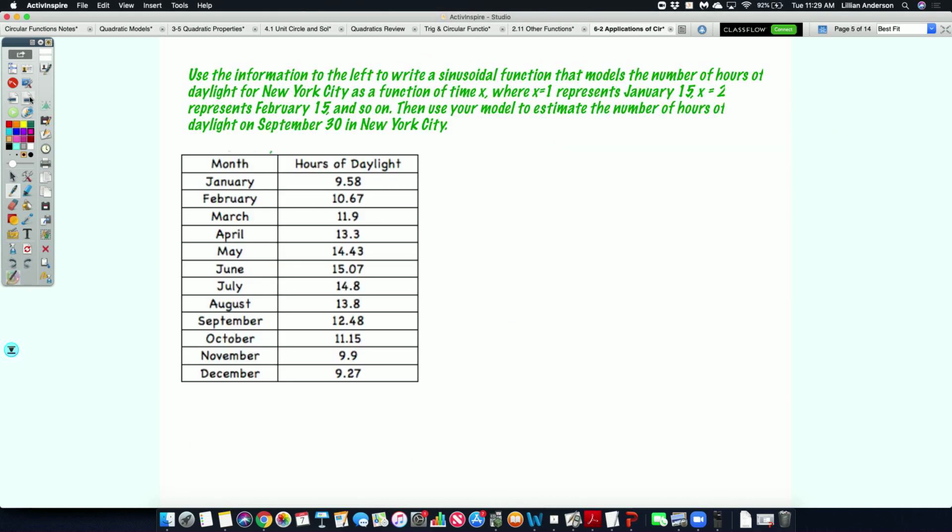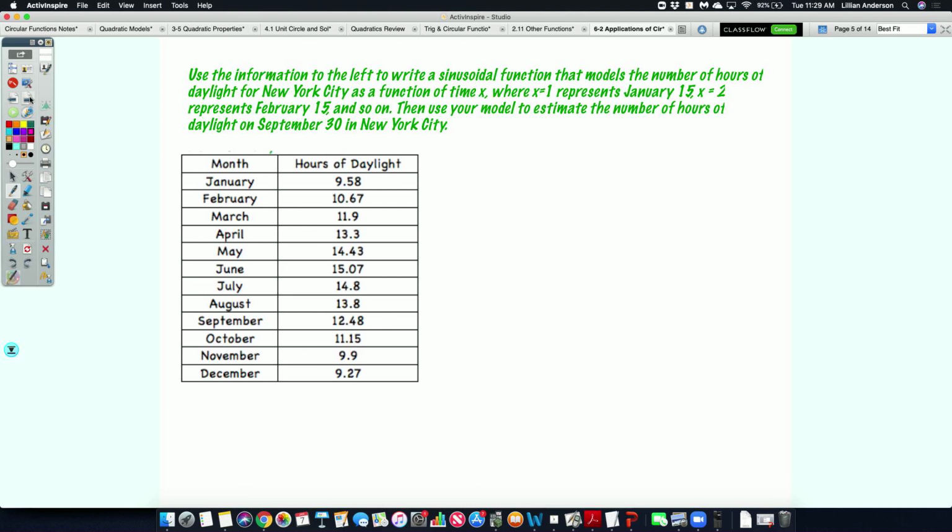Okay, we're going to use this information to the left to write a sinusoidal function that models the number of hours of daylight for New York City as a function of time x, where x equals 1 represents January 15th, x equals 2 represents February 15th, and so on. So we're going to write a model. Then we're going to use that model to estimate the number of hours of daylight on September 30th in New York City.